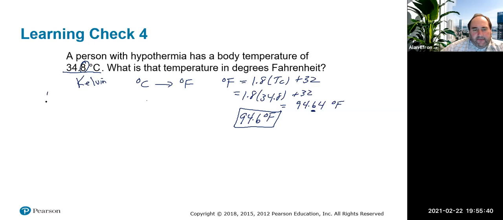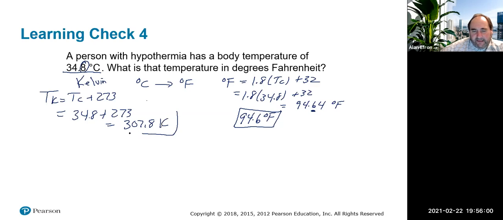And then to calculate our Kelvin, it is our Celsius plus our 273. So just plugging that in, 34.8 plus 273. That's going to get us 307.8 Kelvin. And same idea here, it goes to 1 decimal place. We'll take our Kelvin also to 1 decimal place as well.